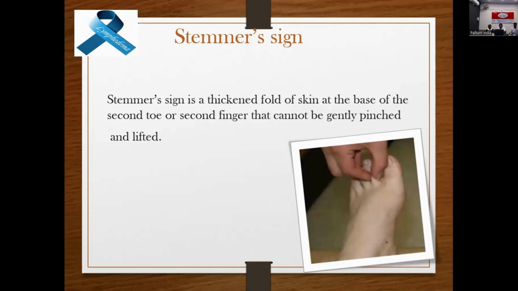Normally, we can lift the second toe skin easily without any edema. During the lymphedema stage, we cannot lift and pinch the second toe skin easily. So this is the Stemmer sign. Due to the accumulation of fluid in the interphalangeal spaces, it is very difficult to pinch or lift the skin during lymphedema.